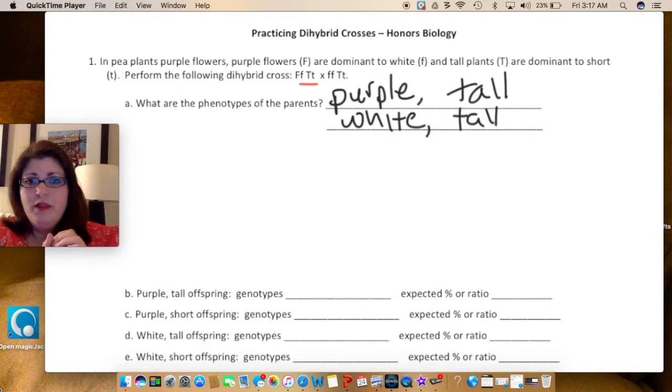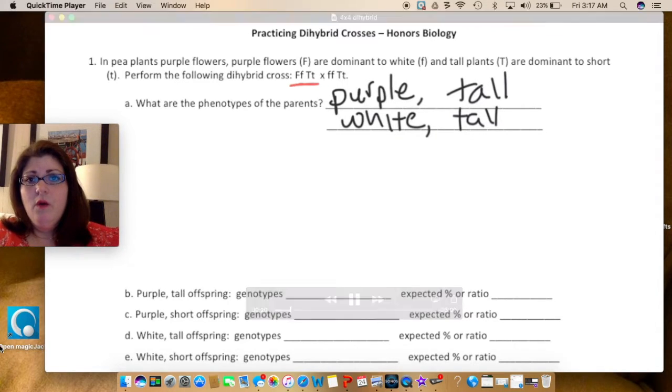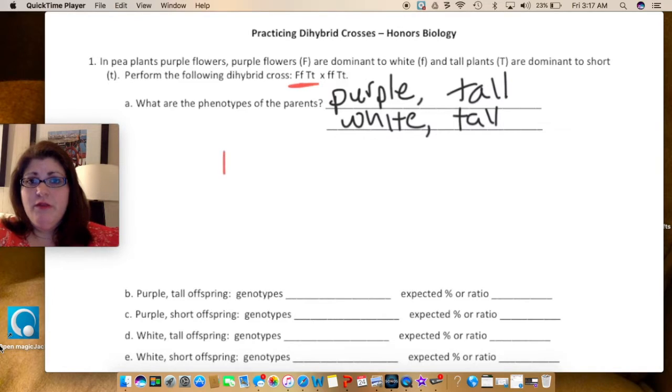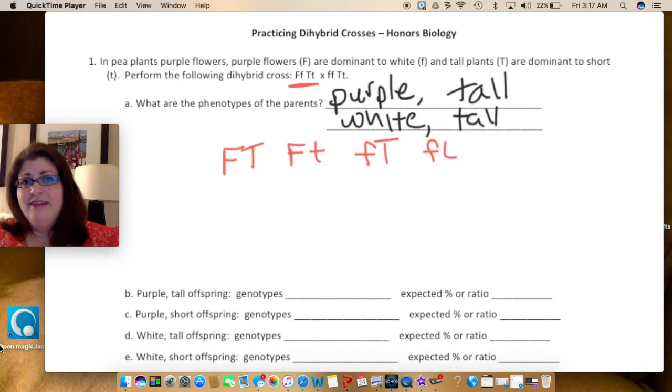So for this method, we look at each parent separately. So we look at the first parent that's heterozygous for both. When we FOIL it, we're going to start with the first F, which is big, and the first T, which is big. Then we go to the outside, so the outside F, which is big, and the outside T, which is little. The inside F is little, and the inside T is big. And finally, the last, little f and the little t are both last.